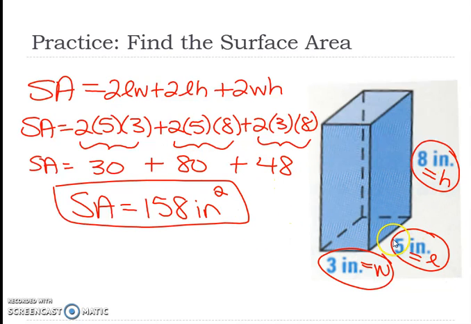You're going to plug it in one by one. L is 5. W is 3. So you do 2 times 5 times 3, which is 30. And then 2 times 5 times 8, which is 80. 2 times 3 times 8, so WH, 48. Add them up, 158 square inches. When we do area, we put square units. So please write this down. Write these 4 things right here on your paper.